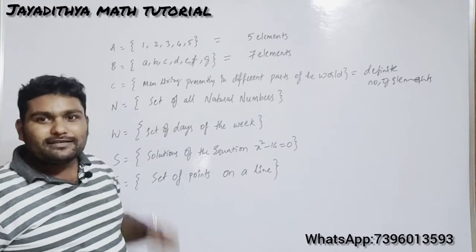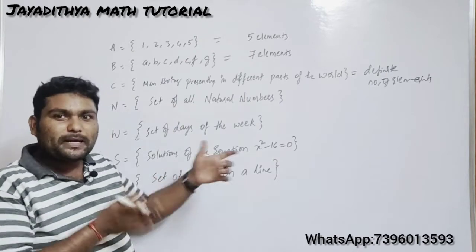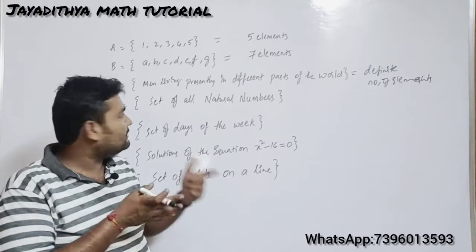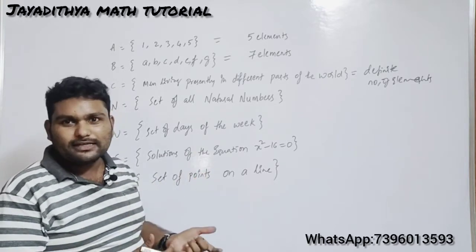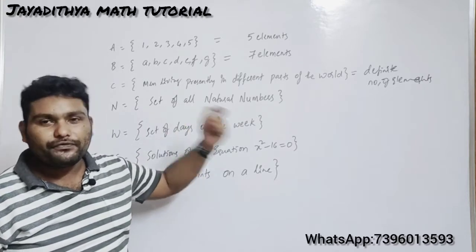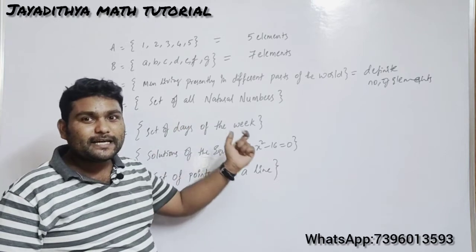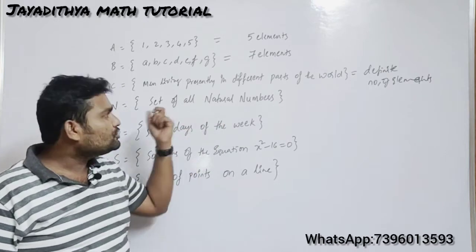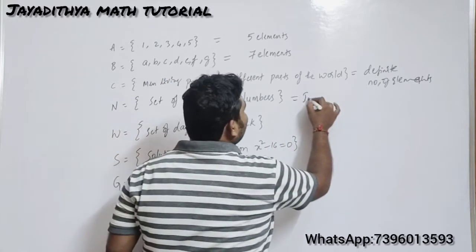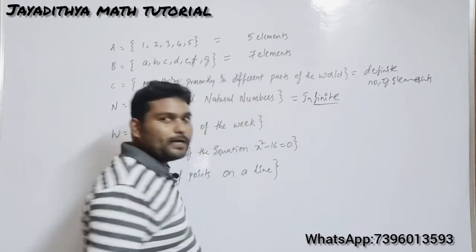Set of all natural numbers. How many natural numbers do you have? Can you tell that there are some particular number of natural numbers? No, the collection of natural numbers will have many natural numbers. Listen carefully. Here we cannot say the number of natural numbers. The number of natural numbers is infinite, because we don't have a finite number here.